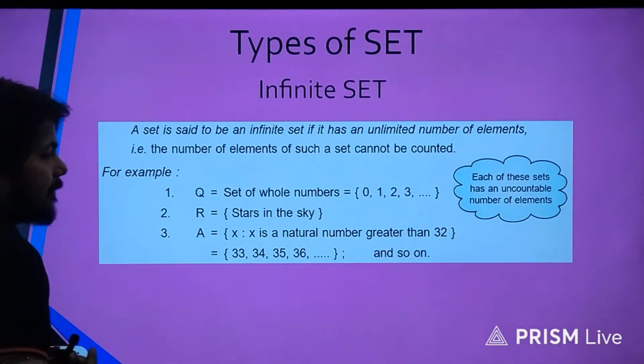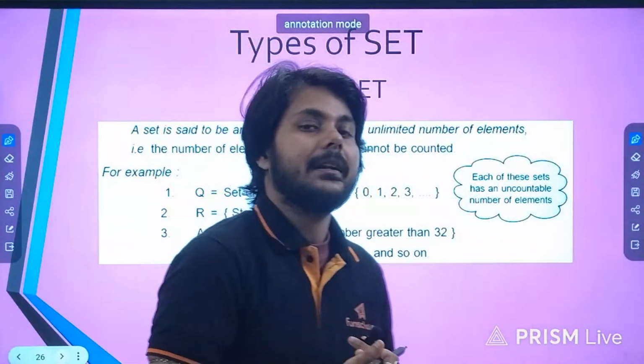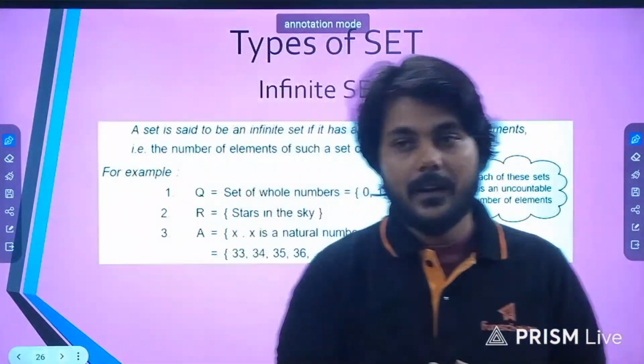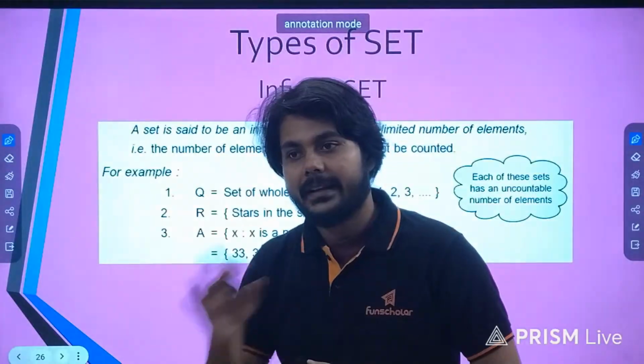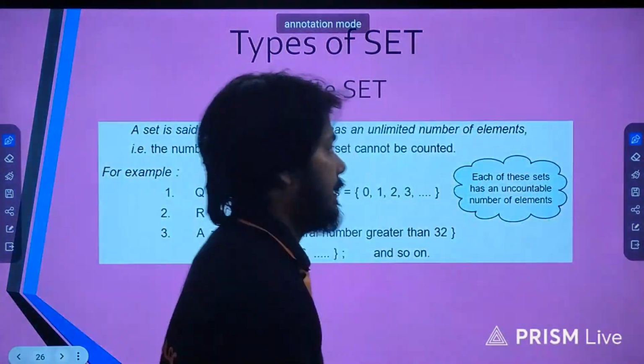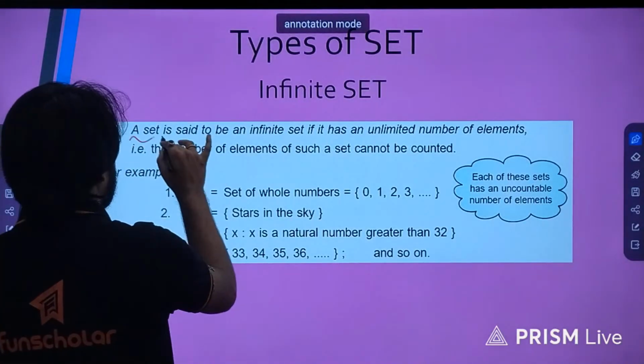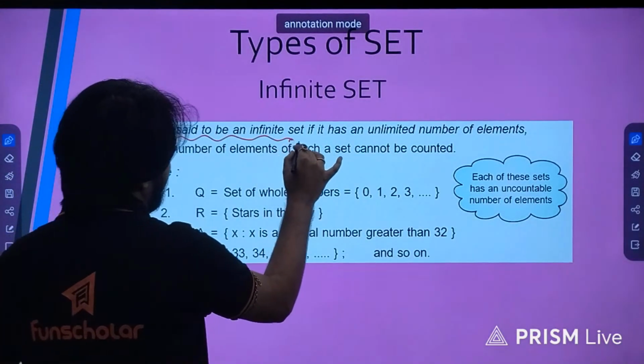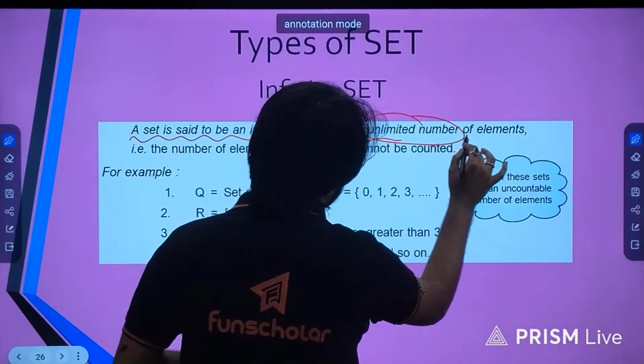Now we are going to see infinite sets. Infinite refers to something that has no limit or no limitations. So a set is said to be an infinite set if it has an unlimited number of elements.